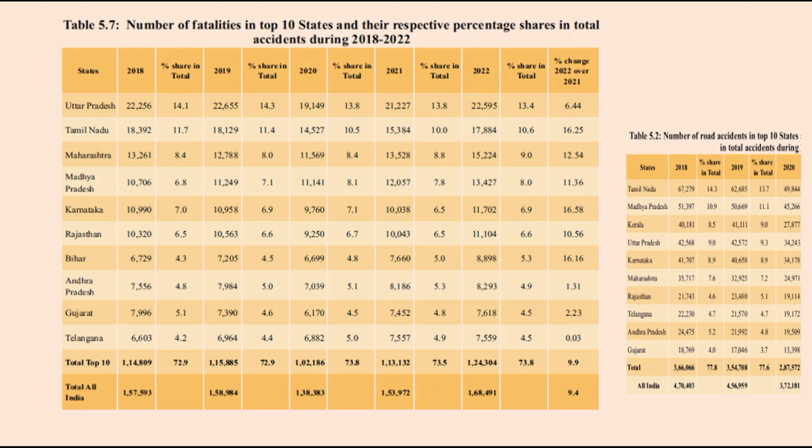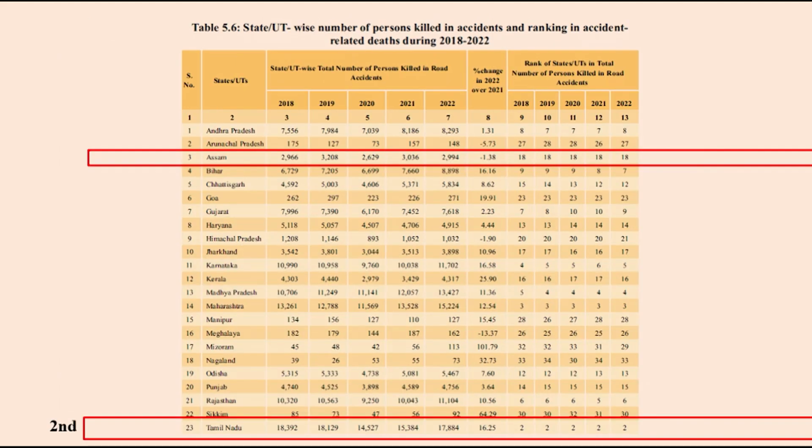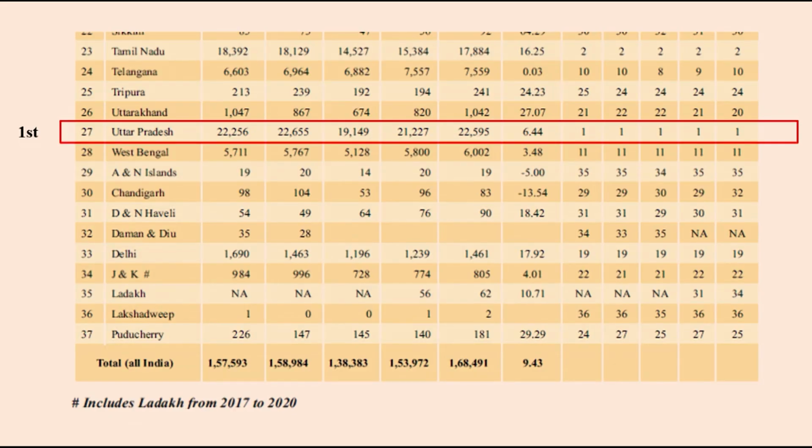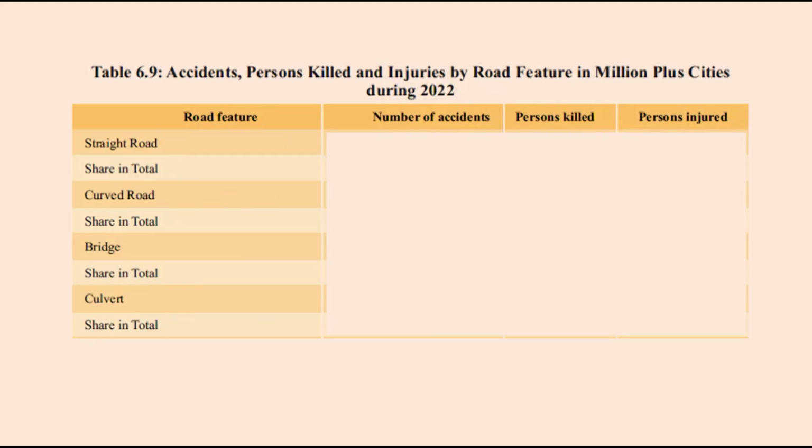So, other states have to implement it more strictly. Assam is around 18th position among all these top states, where UP is number 1 in terms of the number of fatalities. Here is the number of accidents and the number of persons killed on different types of road, and the proportion of the fatalities.